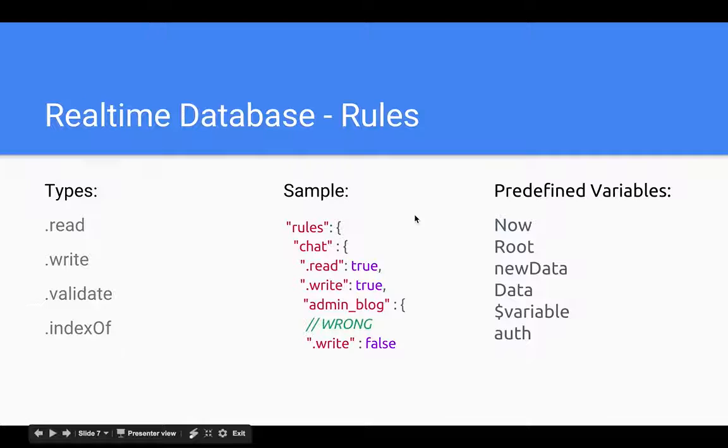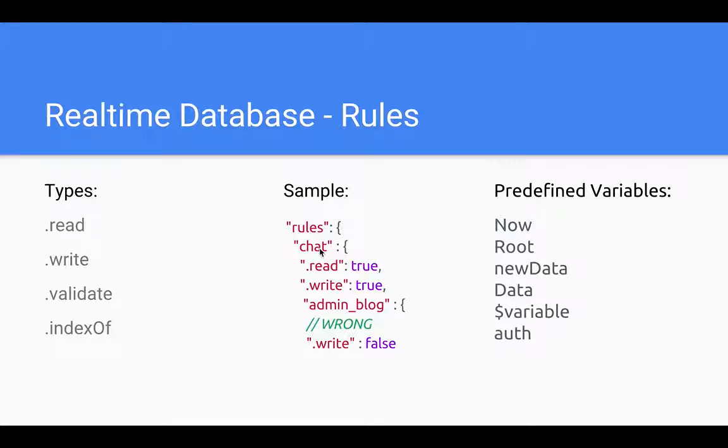And going with an example, when we first create a project, we're given rules, with the read and the write set up to true. In this sample, I have created a parent node, which contains the string key chat, and then I have given permission to anyone to read and write to this node chat.